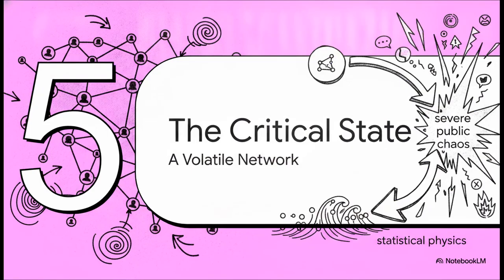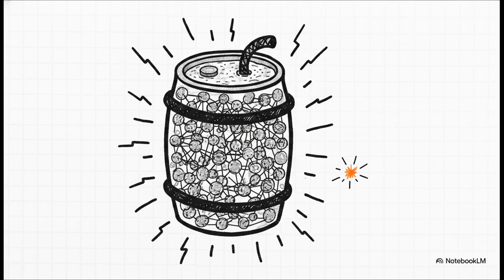Section 5. The critical state. This brings us to a major logical fork in the road. If the network swallowed the retweet, but a massive response, this severe public chaos, truly did happen, what does physics say about the state of the network at that exact moment? Well, physics tells us that for a massive reaction to occur from such a tiny push, the network absolutely had to be in a volatile critical state.